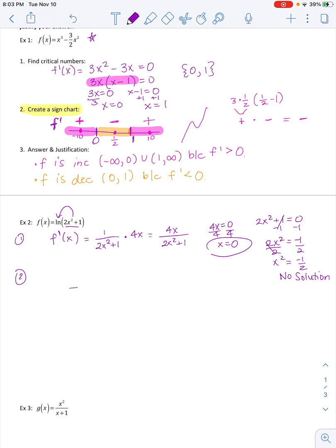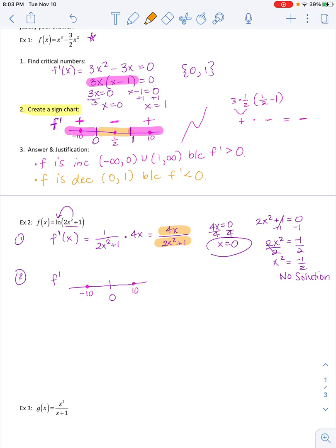So step 2 then is to organize my signs in a sign chart. So I'm going to put 0 down here. I'm going to label it f prime. And then I'm going to switch colors because I want to start thinking about little test points. So I love to use negative 10 and positive 10. And then plugging those in to this derivative.